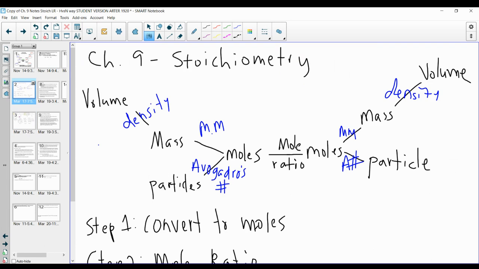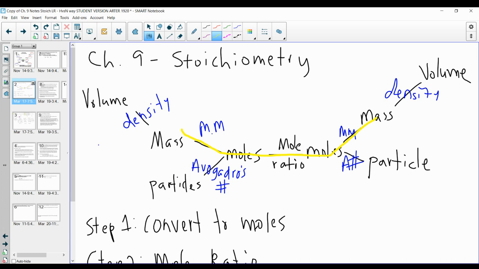So this was the path that we took for our roadmap here. We went mass to moles, through the mole ratio to moles, and then up to mass once again. And so that's the direction that we're going to be going on quite a few of these.